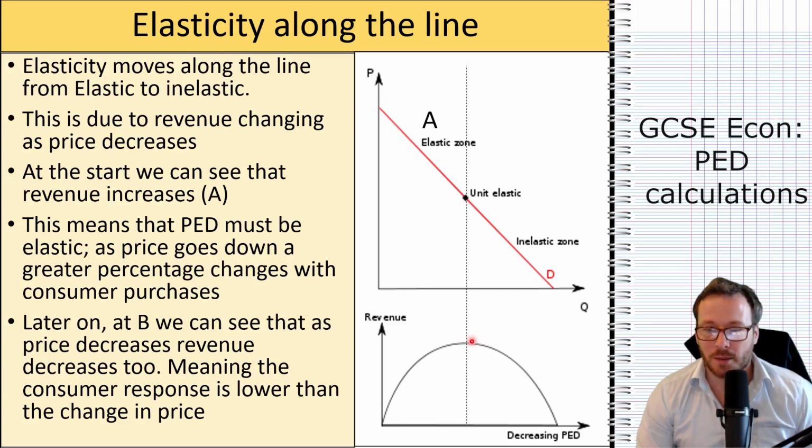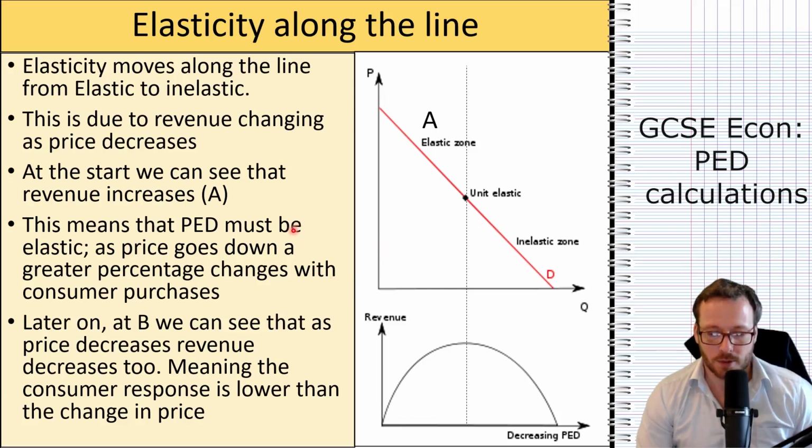As we move down this, we continue to lower our price, but now the revenue we make starts to lower as well. And if we're losing revenue as we lower price, it means that it's inelastic because we might just have the same customers buying the same goods at lower and lower prices, and therefore our revenue goes down. So that's why it goes from elastic to unit elastic to inelastic.